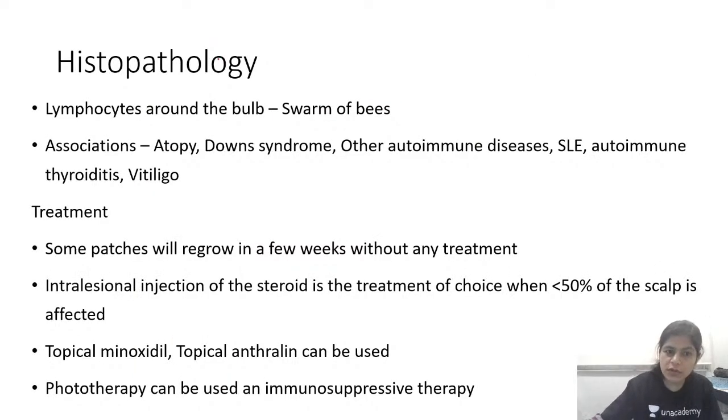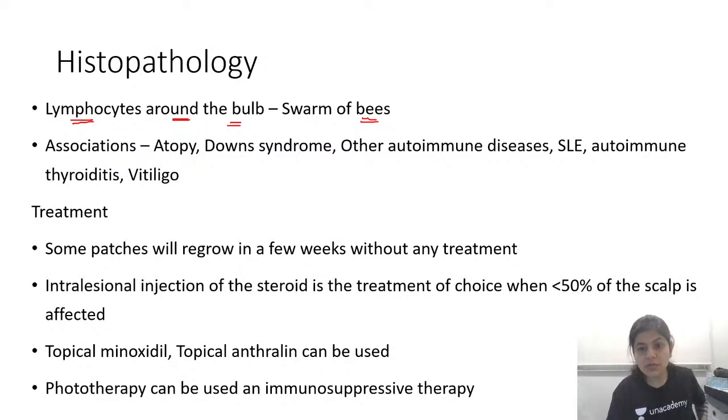Now, if you do a histopathology of a patient having alopecia areata, what you will see are lymphocytes present around the hair bulb. They will be kind of swarming the entire hair bulb like a swarm of bees. So that is what it looks like on a histopathology, H&E stain.